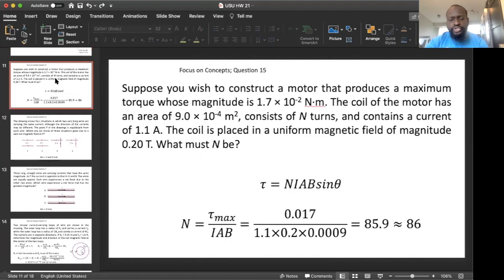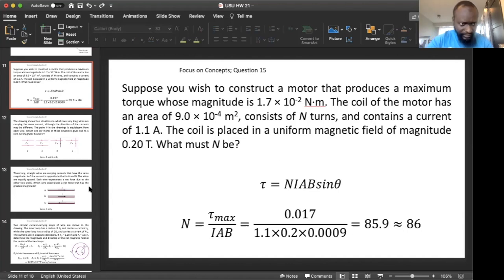Next problem. Suppose you wish to construct a motor that produces a maximum torque whose magnitude is given. Torque is number of turns times current times area times B sine theta. Maximum means sine theta goes to 1, so theta is 90 degrees. So maximum torque is just NIAB, so N is maximum torque over current times area times magnetic field. You are given everything there. Just put in your maximum torque, current, area, and magnetic field, and you get your number of turns. It has no unit, it's a number, so it's just 86.